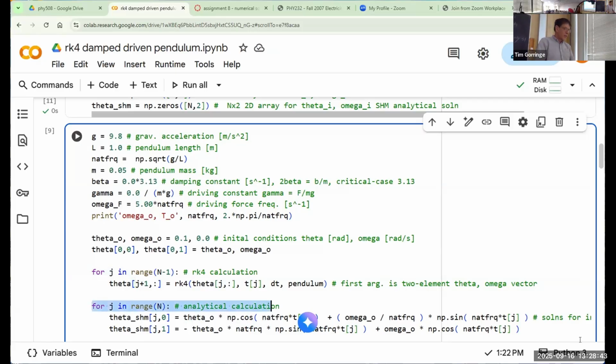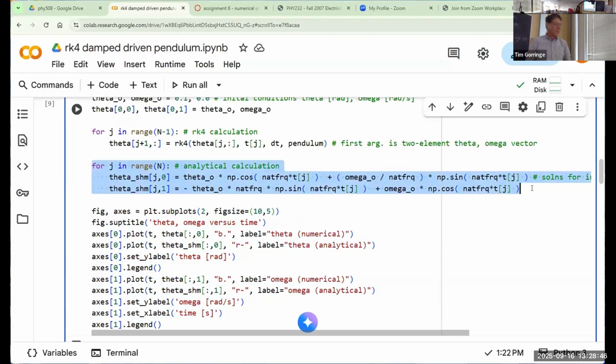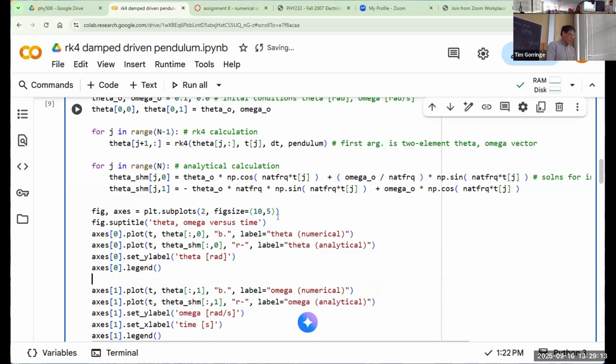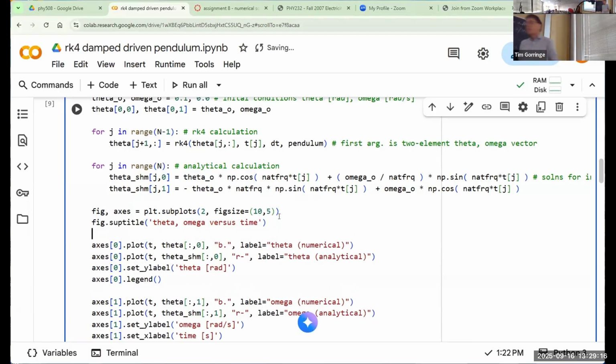This last little calculation down here, which looks way more complicated, is just calculating the analytical solution for simple harmonic motion for the given value of theta naught and the given value of omega naught. So that's just an analytical solution to compare with. And then I'm just going to plot two graphs. There are two plots here, and I make two subplots.